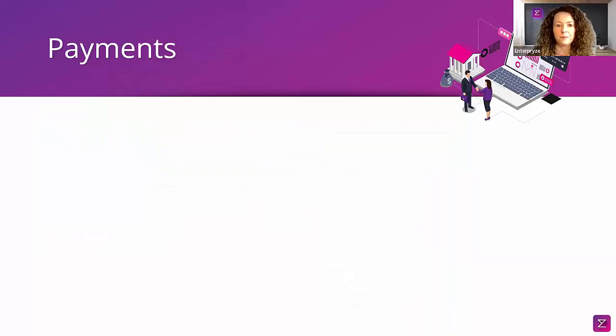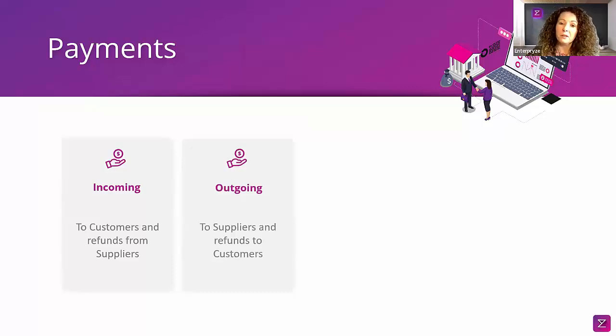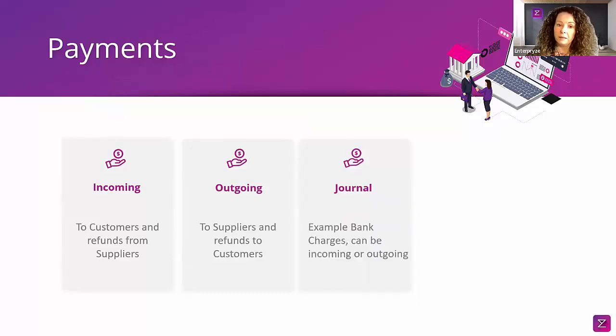resides. So let's look at all the different payment types that you can utilize within the system. So starting off with incoming, I think that speaks for itself. So incoming are payments coming in from your customers, and incoming payments can also be used, the same screen can be used for refunds from your supplier. We also have outgoing payments to your suppliers, and on the same screen, you can process a refund to your customers.